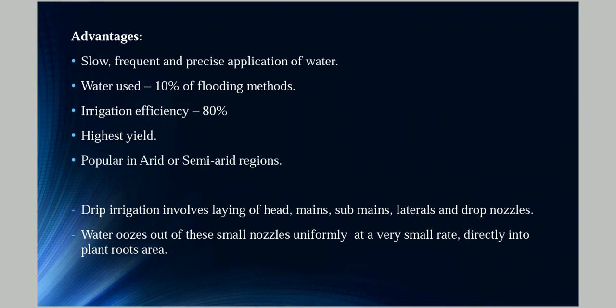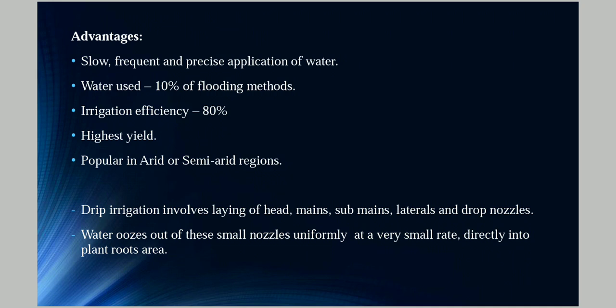The advantage is that we can apply slow, frequent and precise amounts of water for the plants. And by using this drip irrigation, only 10% of the water of the flooding method is used. So irrigation efficiency increases above 80% and we get a higher yield. And it is popular in arid and semi-arid areas such as deserts.